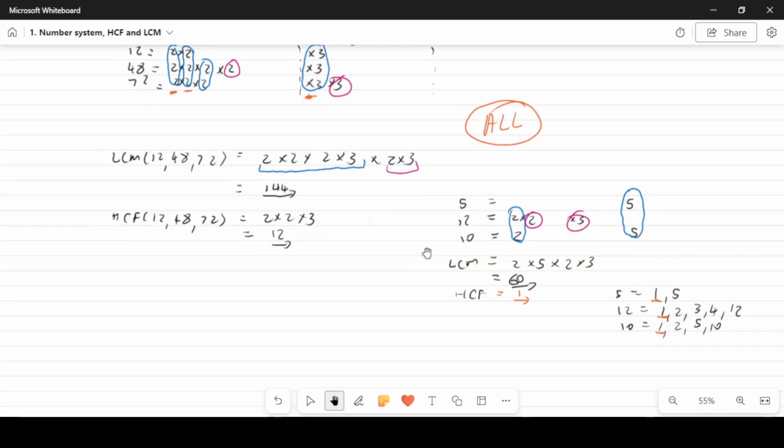What I want to do next is discuss LCM and HCF using prime factorization, but with variables. So how would you do it when you have variables in the question? For example, what is the HCF between 20x squared y 4z and 100x to the power 4y squared? What's the HCF between these two expressions, and what is the LCM between these two expressions?